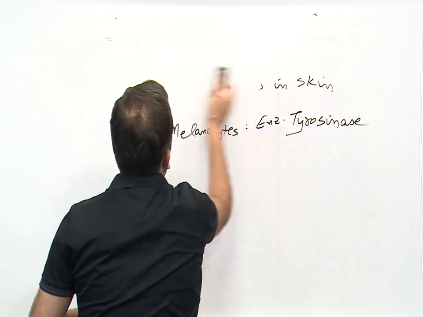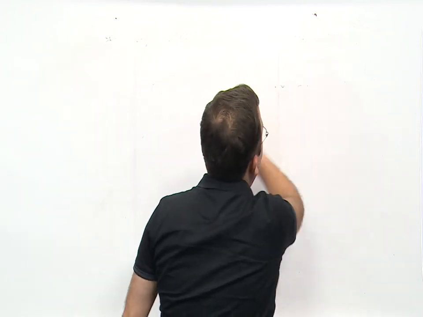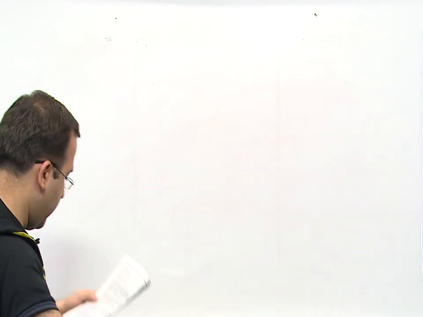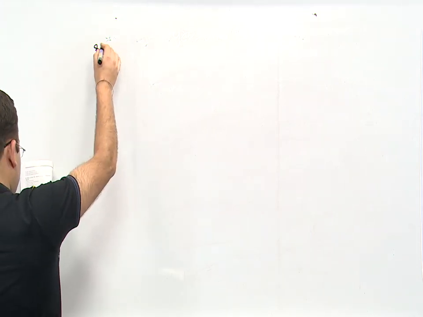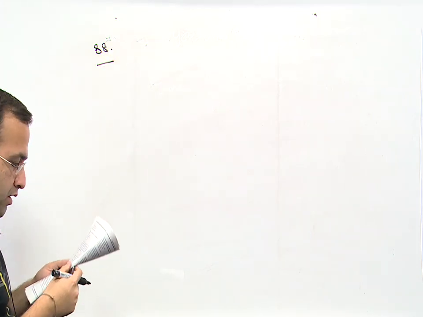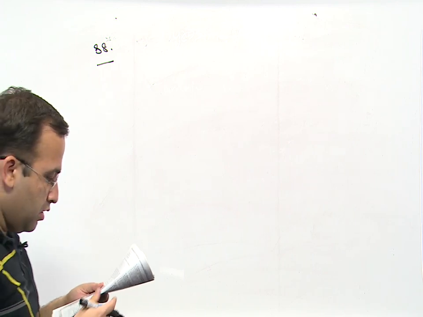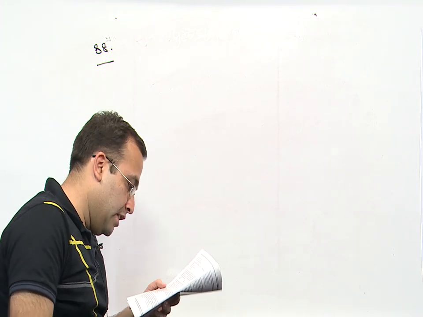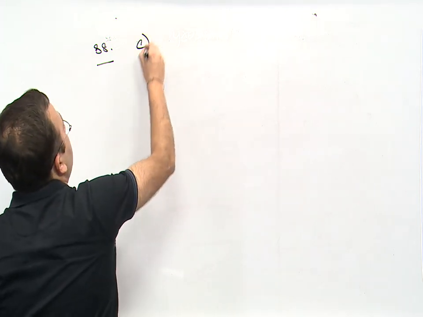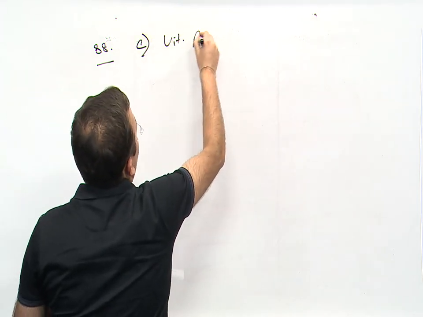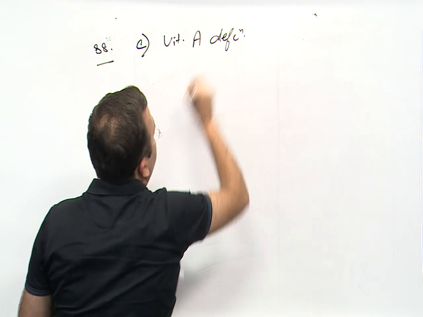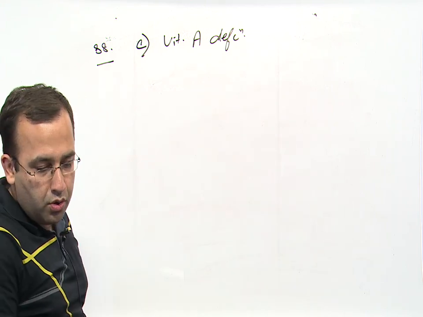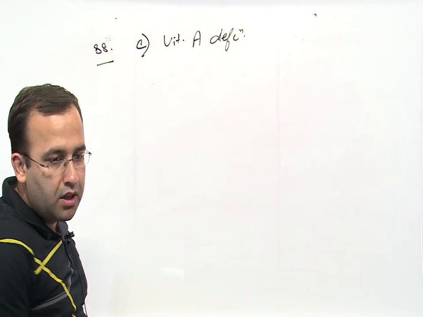Next, 88. A study was performed to identify predisposing factors. Epithelial metaplasia is most likely to take place in which of the following? Vitamin A deficiency. So let us have a look at this.